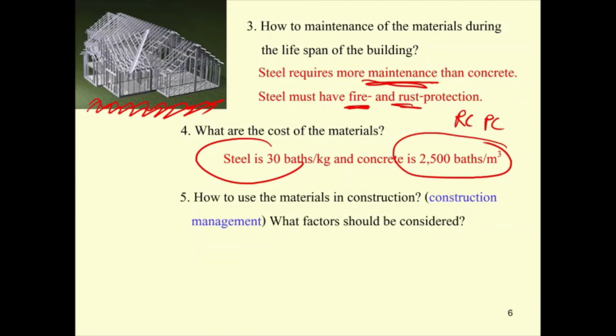And what else? How to use this method in construction. It's about construction management. In the past, steel could be fabricated in the industry. You can cut and then drill it, and then ship or transport it to the construction site. That's very convenient, and the structure is going to be high quality.